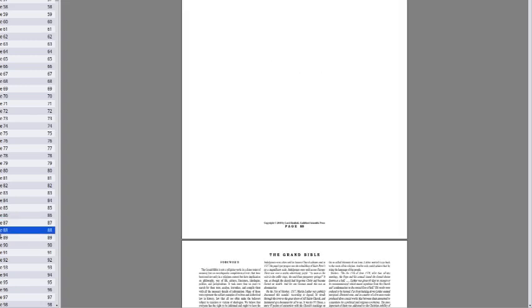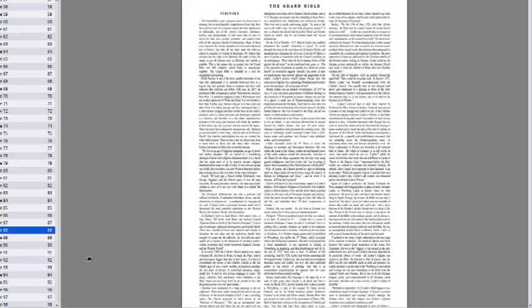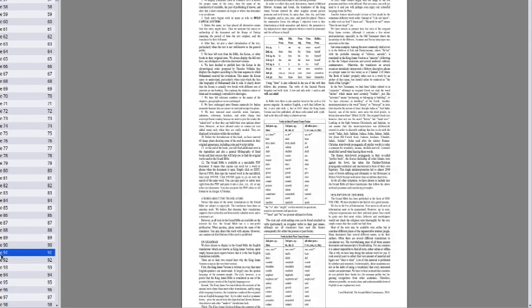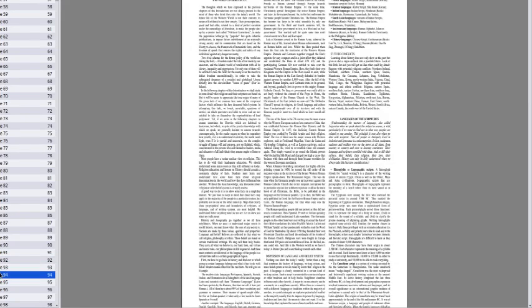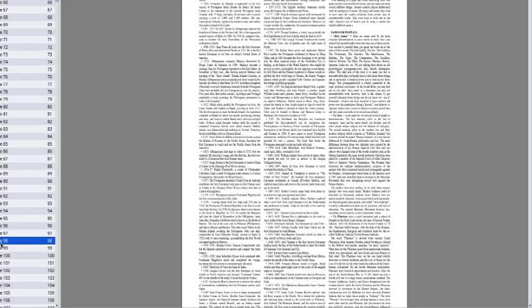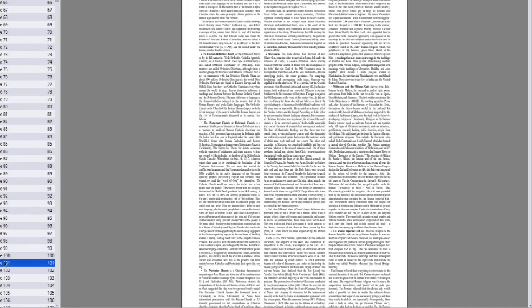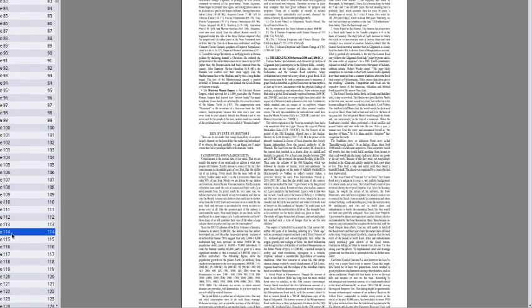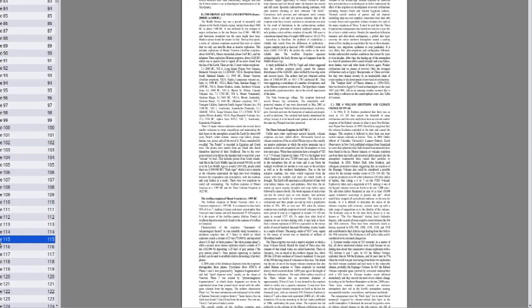Foreword, introduction. It explains what the Grand Bible actually is and what it's all about, in great detail. Jump a few pages, see what we have here. More history, text, etc. Skip a few pages. Key events in history, apparently.